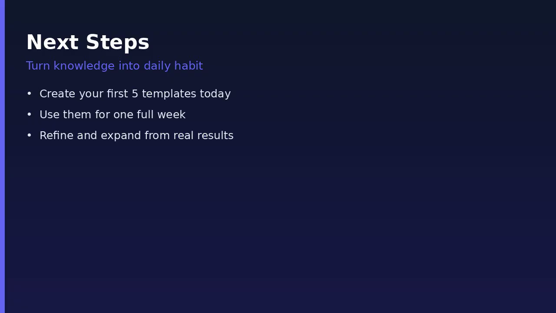Measure usefulness simply. Once a month, count how many times you open the library and how many prompts required almost no editing. Rising numbers confirm the system is working. Falling numbers signal that the templates need updating or that the structure has become too complex.